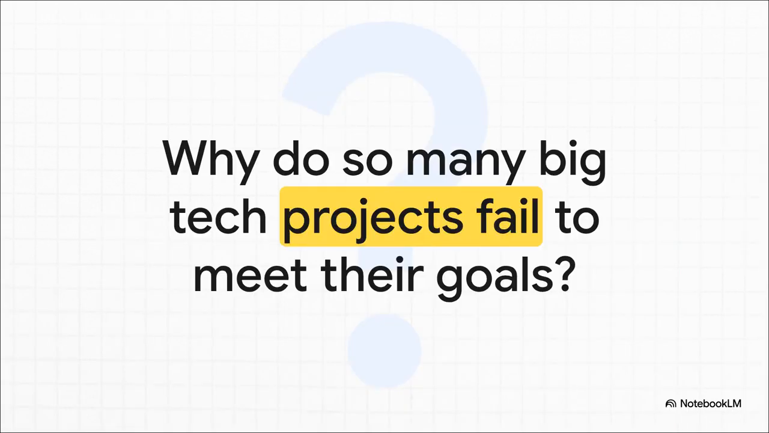So, let's just jump right in with a question that probably keeps a lot of project managers up at night. You've seen the headlines, right? A huge new software launch gets delayed. Again. A government IT project goes billions, with a B, over budget. Or maybe a new app just doesn't work the way it was supposed to. Why on earth does this happen so often?